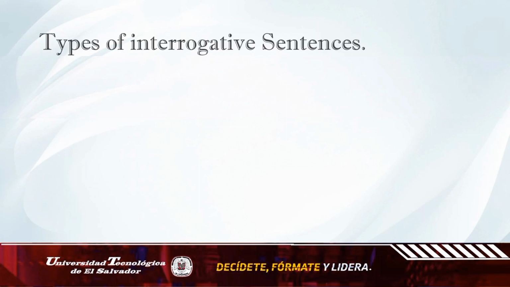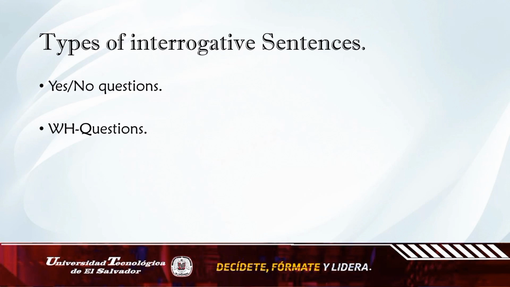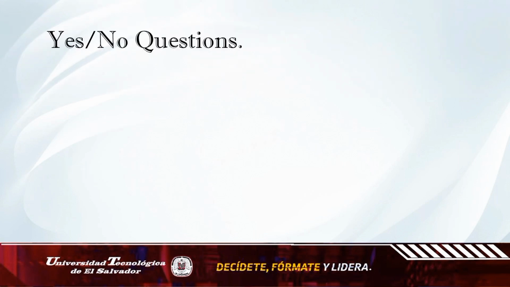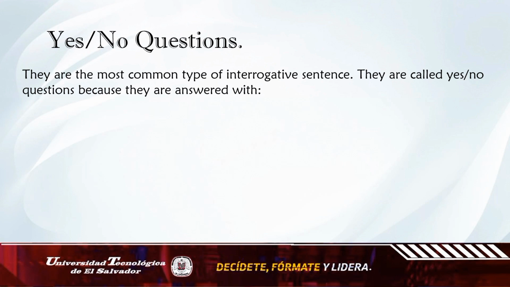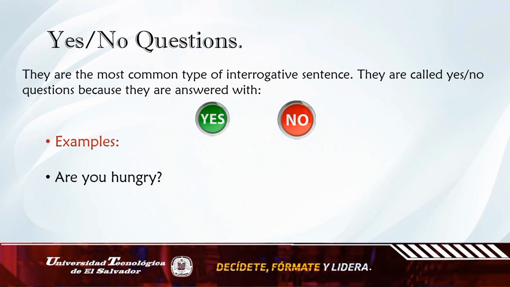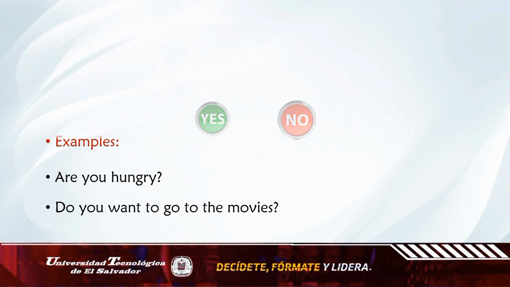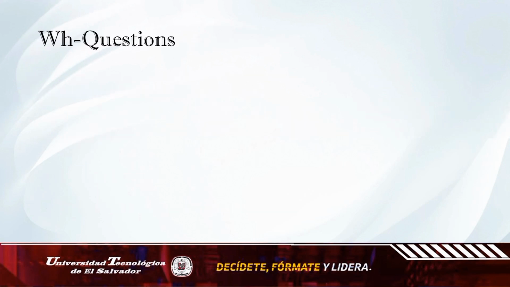There are 3 types of interrogative sentences: yes/no questions, WH questions, and tag questions. Yes/no questions are the most common type of interrogative sentence. They are called yes/no questions because they are answered with a yes or no. These questions usually begin with an auxiliary verb or the verb to be. For example, are you hungry? And do you want to go to the movies? Are yes/no questions.